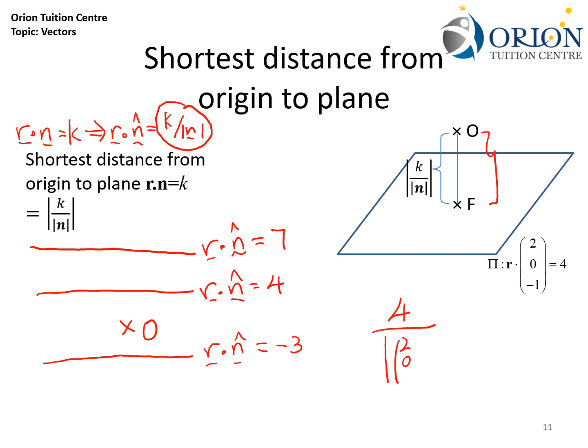Now, based on this formula, this shortest distance will simply be 4 over mod of (2, 0, -1), which is 4 over square root 5.